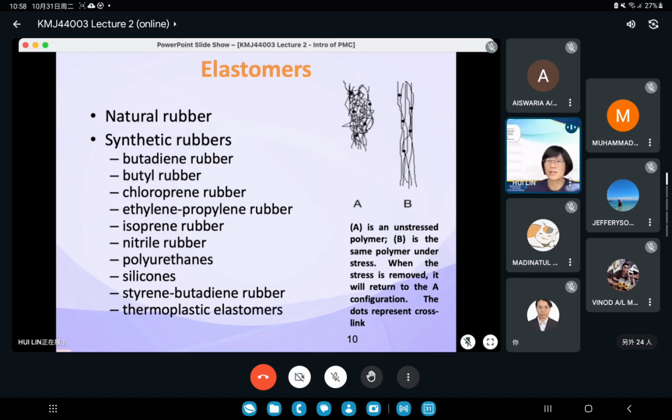Okay, so we have different types of rubbers. It can come from natural rubber, isoprene.